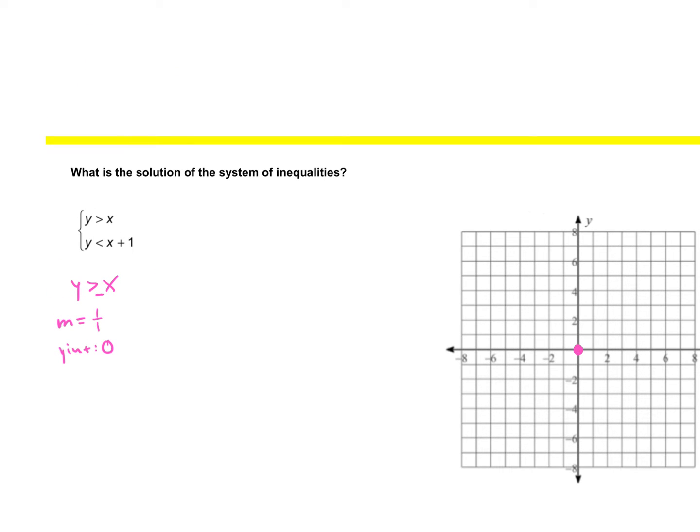So I'm going to stay on 0 and go which direction? Up and right 1. So up 1, right 1, up 1, right 1. And then just connect your dots. Do I have a solid line or dotted line here? A dotted line, because it is just greater than, this means I have a dotted line.